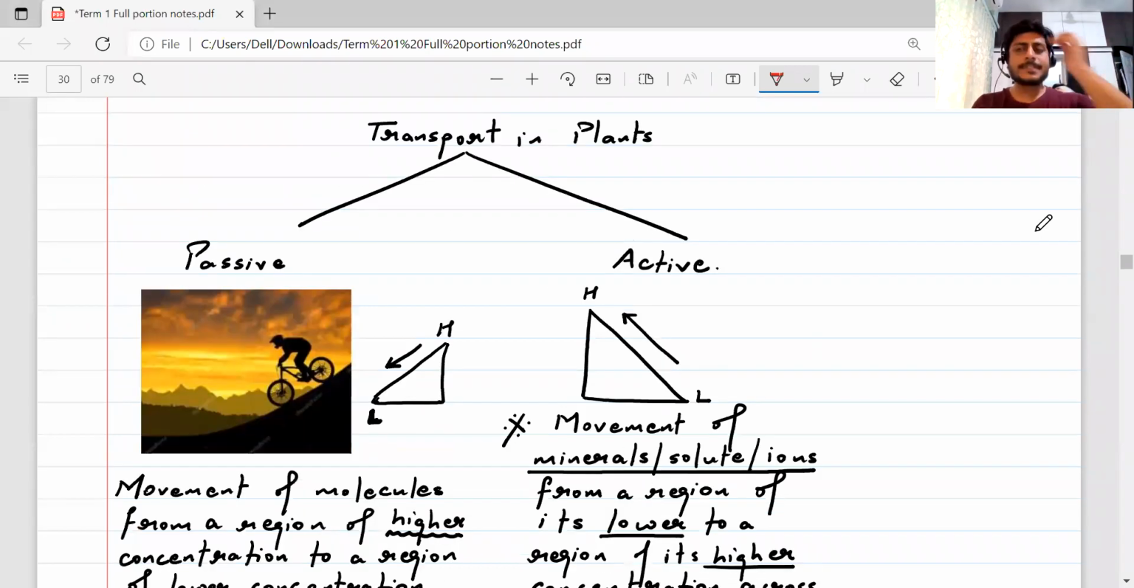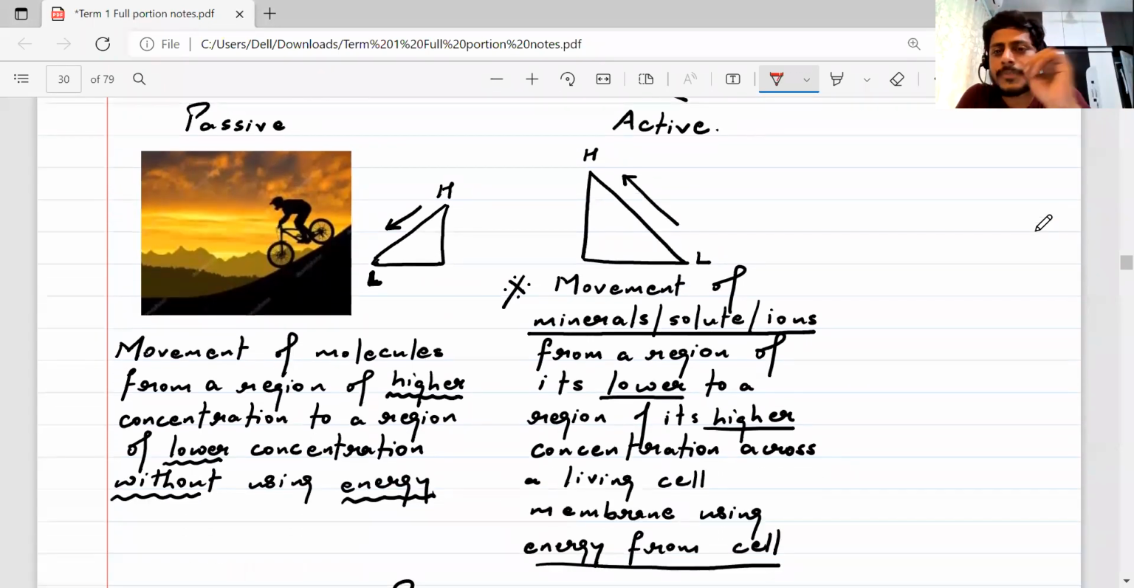Okay, so the third one was absorption by root. So transport in plants, basically transport can take place in two ways. It can either be passive transport or it can be active transport. So passive transport is moving from higher concentration to lower concentration. Passive transport does not require any energy. Active transport is moving from lower concentration to higher concentration. Active transport is what they ask you to define.